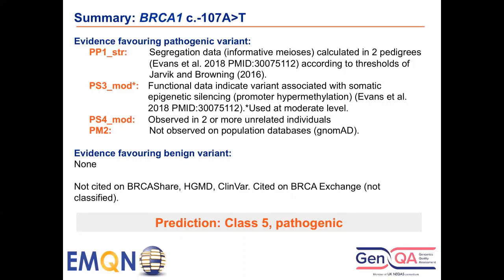level. So in addition, we can use PS4 moderate as it is observed in 2 or more unrelated individuals, and in addition it was not observed in population databases, so we can use PM2. There was no evidence favouring it being a benign variant, and it was not listed on BRCA Exchange, HGMD or ClinVar. So the final classification for this case is a class 5 pathogenic variant.